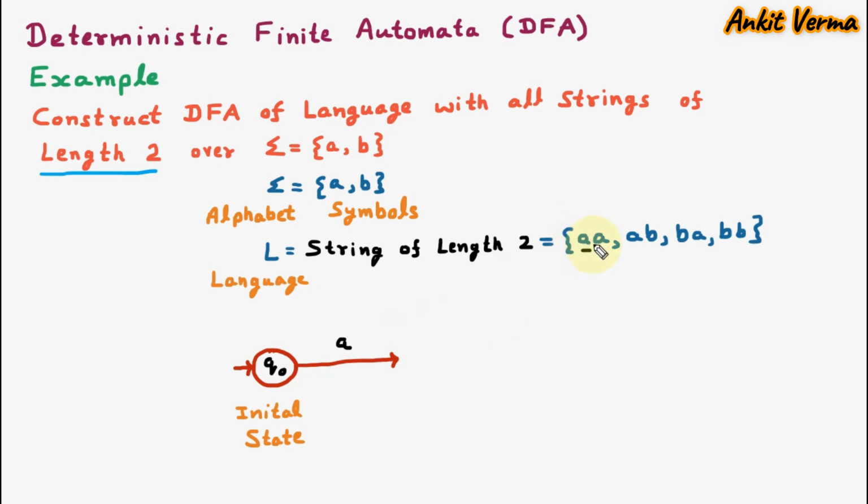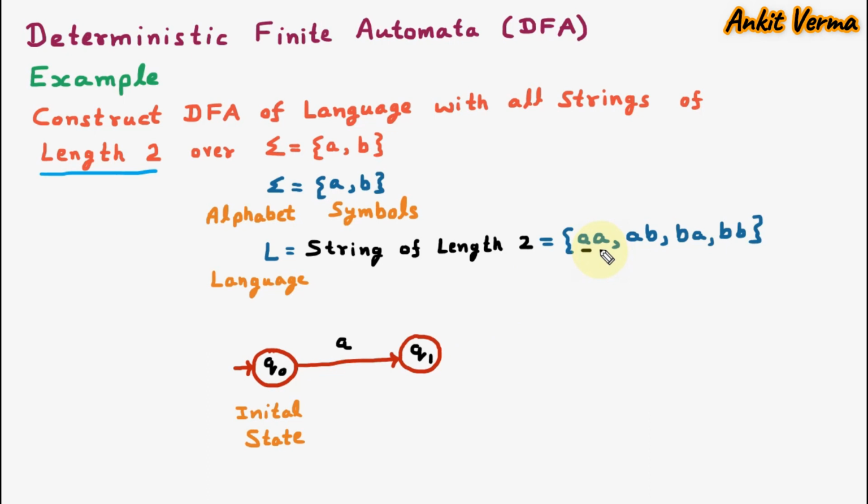After getting this A, is the string accepted? No, there is one more input available. That means after processing this A, the string is not yet accepted, so this is not the final state. This is a normal state. So I am drawing another state, and let's say the name given to this state is Q1. For the first A, the state changes from Q0 to Q1.